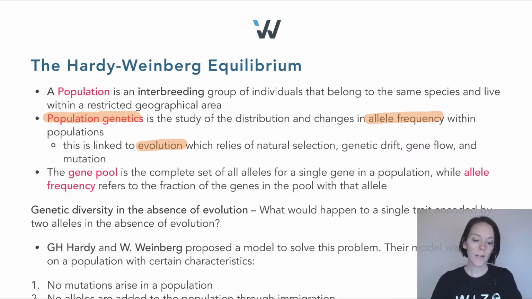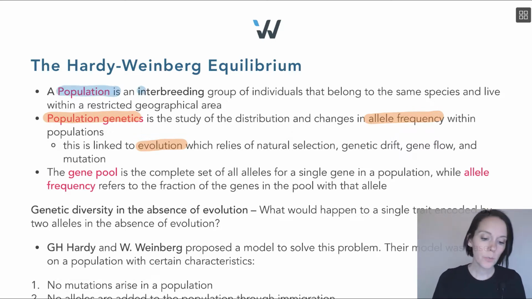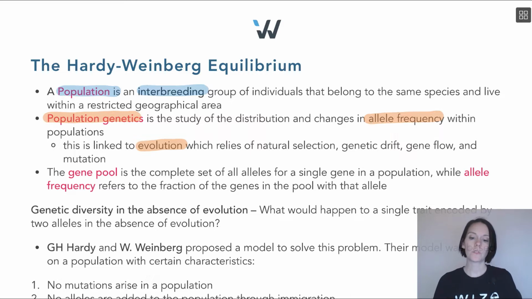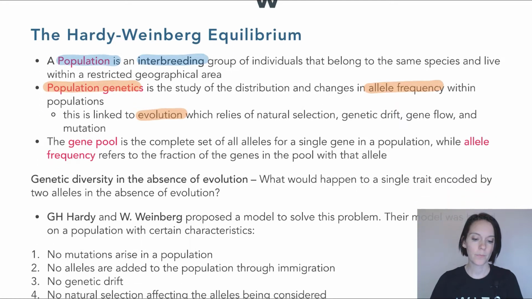So first of all, what actually is a population? So a population is an interbreeding group of individuals which belong to the same species and they live in the same geographical area, okay? So think of a group of individuals which are all reproducing with each other. So that is a population. So we can study how the allele frequency changes within a population.